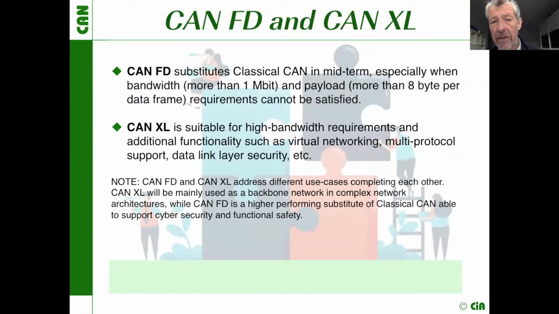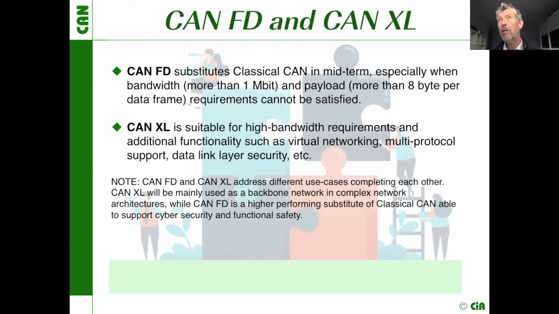CAN FD and CAN XL, what are the differences? From my point of view, CAN FD substitutes classical CAN in the mid-term, especially when bandwidth and payload requirements cannot be satisfied by the classical one. CAN FD is real-time capable and designed for such applications. CAN XL is suitable for high bandwidth requirements and additional functionality such as virtual networking, multi-protocol support, data link security, etc. This is mainly the purpose of backbone networks.